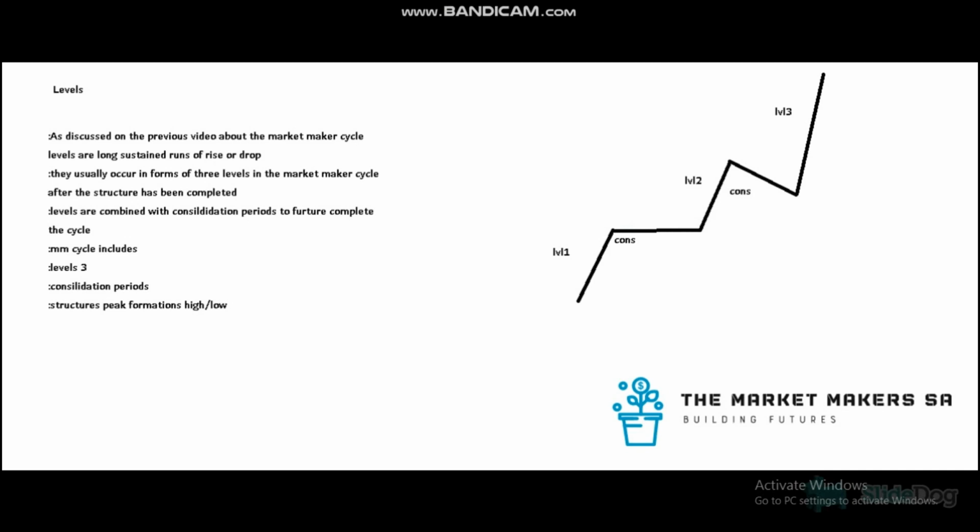So the market maker cycle includes 3 levels. Consolidation periods: after each level of rise or drop is complete, there's going to be a consolidation period. After that consolidation period, another rise or drop, consolidation period, another rise or drop. And structures, peak formation highs and lows. Now we haven't discussed what peak formation highs and lows are, which we're about to go into further detail on in this video.